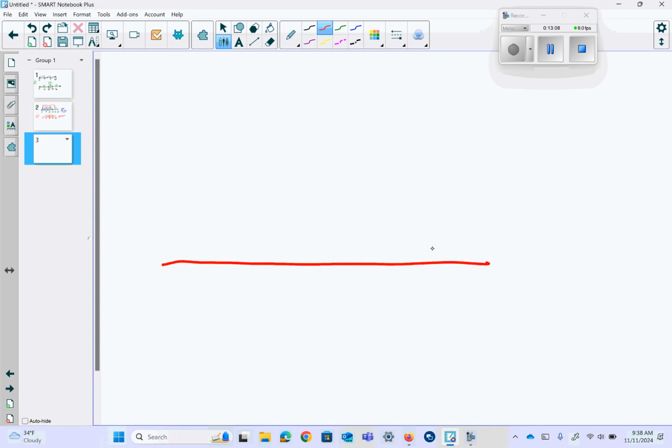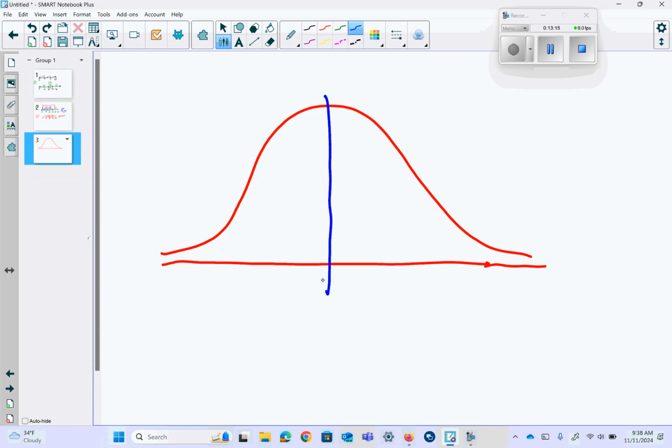All right, so this is the normal curve that we're going to look at. These values are only approximate. They call this mu. This is the mean. It's also the median. 71.